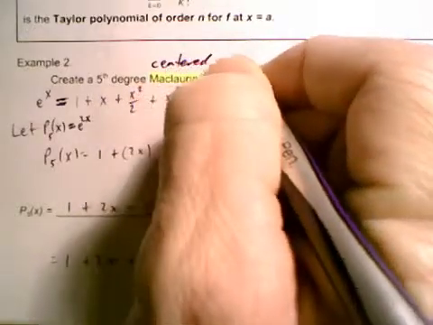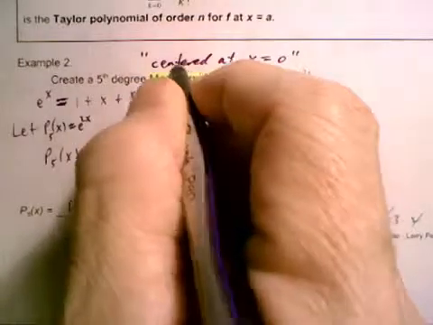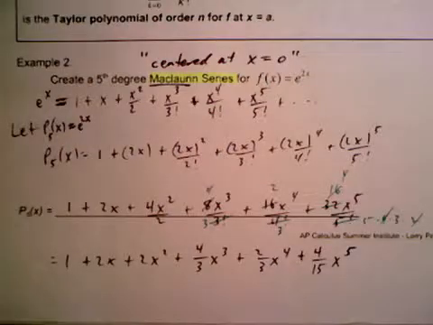Centered at x equals 0. That's what that means. If it says Maclaurin, it means it's centered at x equals 0. If it says create a fifth degree Taylor polynomial, well then they will also give you the information of where you'll center that Taylor polynomial. Okay. So anyway, there you go.